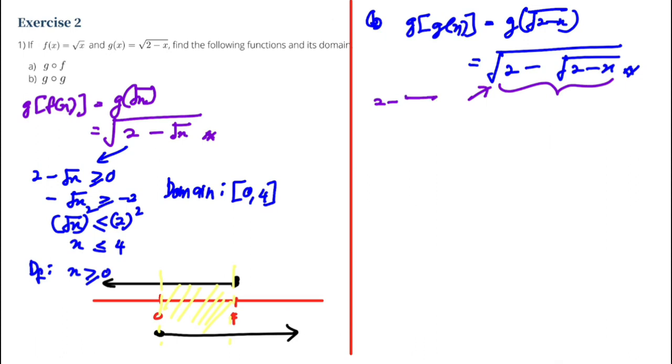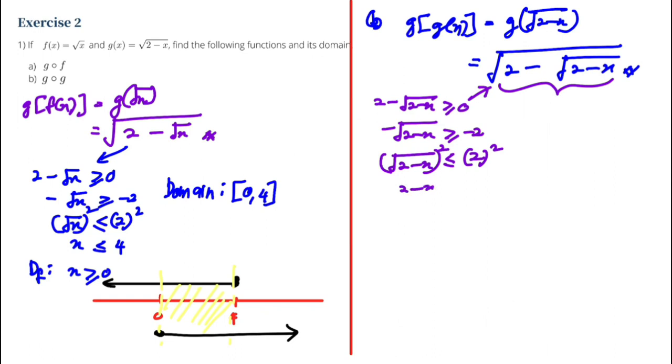So 2 minus square root of 2 minus x must always be bigger than or equivalent to 0. Then negative square root of 2 minus x is bigger than or equivalent to negative 2. It's better for you to make these terms positive because we have x here. So square root of 2 minus x, reverse the inequality notation, is less than or equivalent to positive 2. The next one, we have to solve by squaring both sides. So you will get 2 minus x is less than or equivalent to 4.